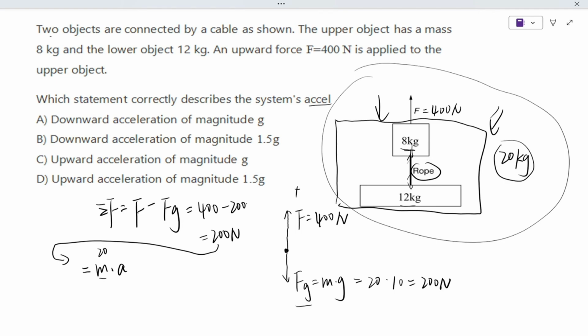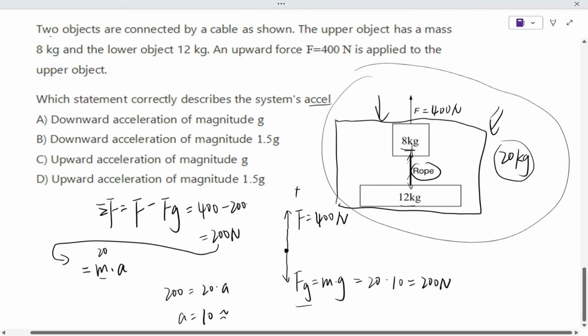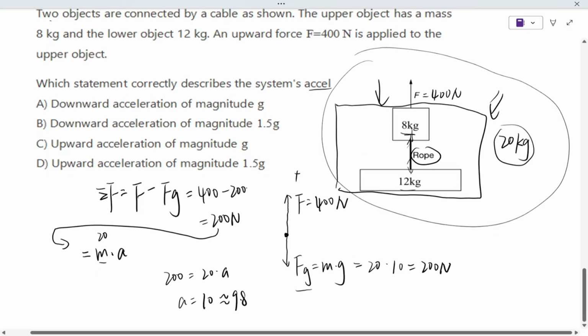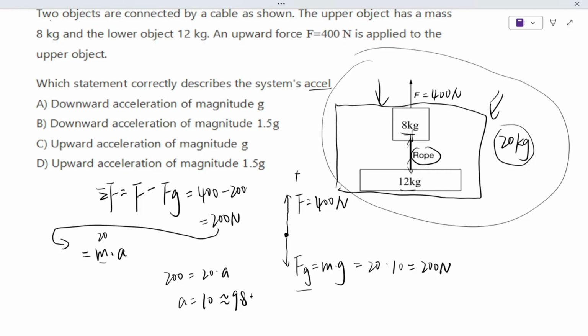And then how can we figure out the a? Basically, 200 newtons is equal to 20 times a. So a is equal to 10, which is very, very close to 9.8. Which means it has an upward acceleration, because it is positive. So which one is correct? The upward acceleration of magnitude g. So C is the correct answer. Also, by the way, if this number is negative, it will be a downward acceleration of magnitude g, which means it is doing free fall. But in this question, you don't need to worry about it.